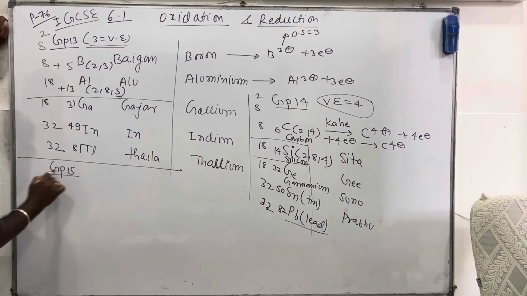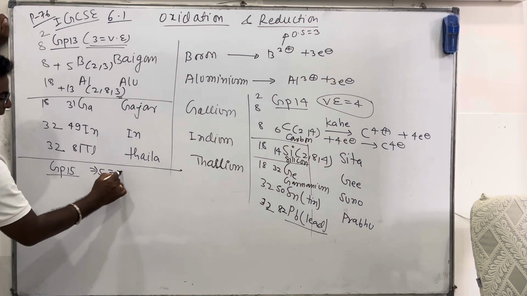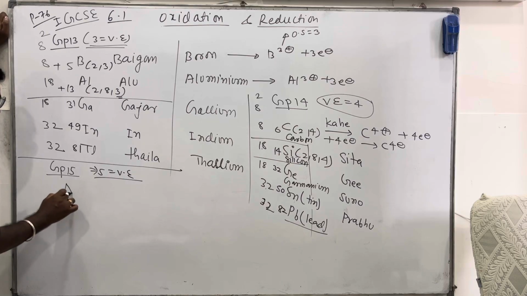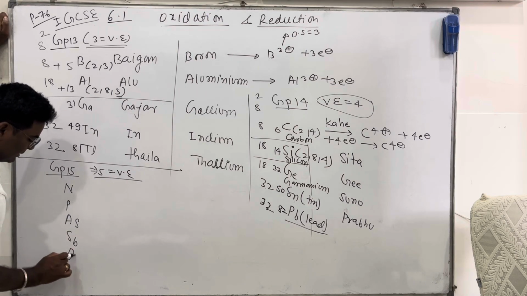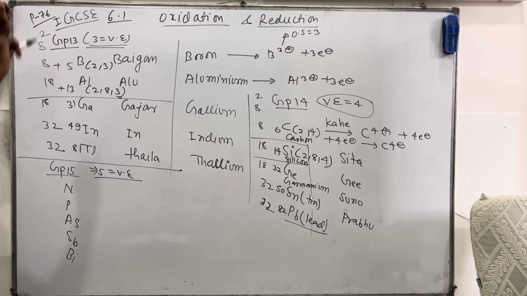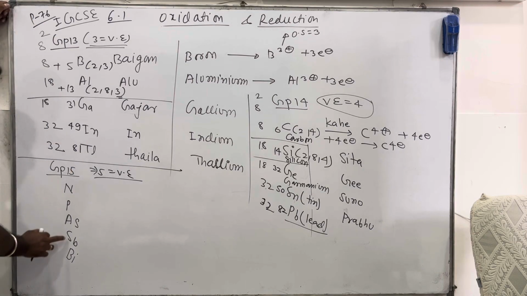So next comes under the group 15. Group 15. Last orbit electron is 5. That is called valence electron. So it starts from Nepal, Pakistan, Australia, सब बिगाड़े. N for nitrogen, phosphorus, arsenic, antimony, bismuth.